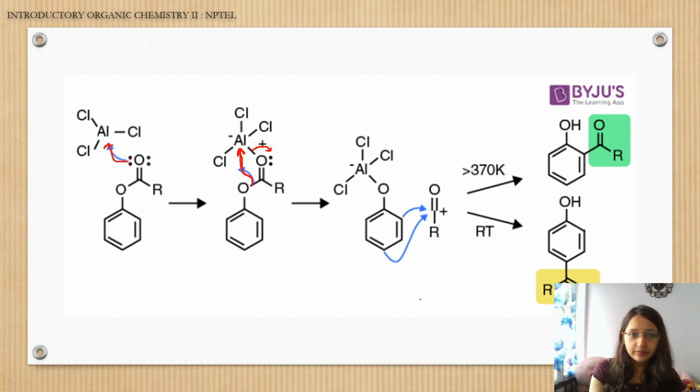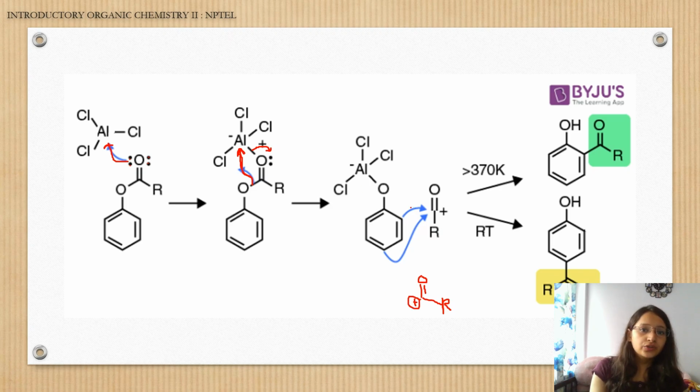So this kind of intermediate you are getting. You are getting what? This kind of intermediate, that this is a carbonyl, and you are getting this R with the positive charge here, positive charge at this carbon. Right? So this is the acylium which you are getting.